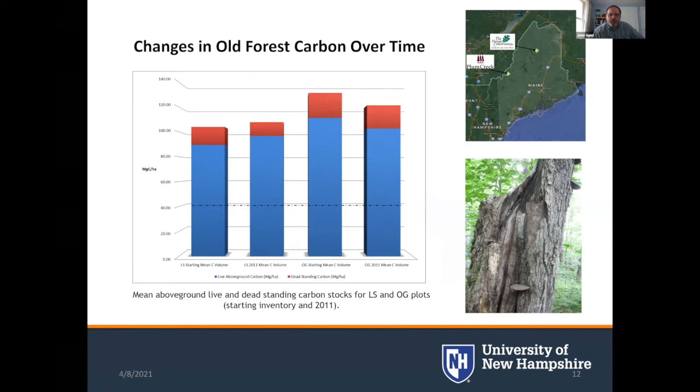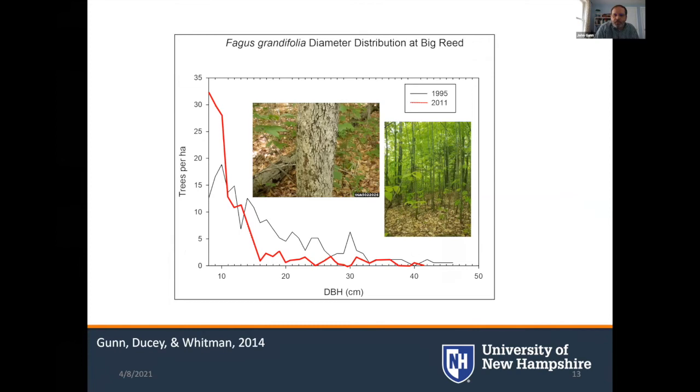But we know why this happened, and again, it comes down to the species mix and some dynamics that I know many of you know very well. In a place like Big Reed, a large proportion of the volume was in American beech that has been hit by beech bark disease. From about 2003 to 2006, these large diameter trees were already stressed, and we had a drought over that period of time, so we saw a big pulse of mortality in those large trees.